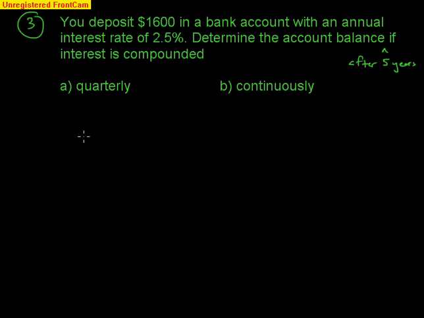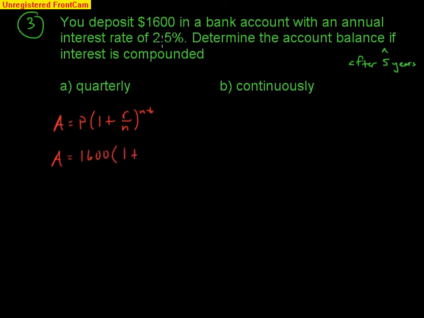Okay, so we do need this formula. When it says quarterly, that's going to give us an N value, so we need the formula A equals P(1 + r/n)^(nt). Okay, and we have to be able to identify our parts from here. Well, A is the account balance, that's what we want to find. P is the principal, which you start with, 1,600.